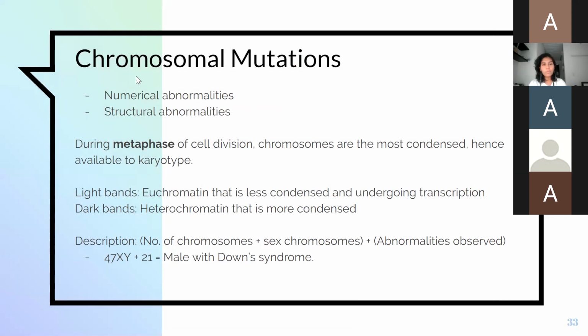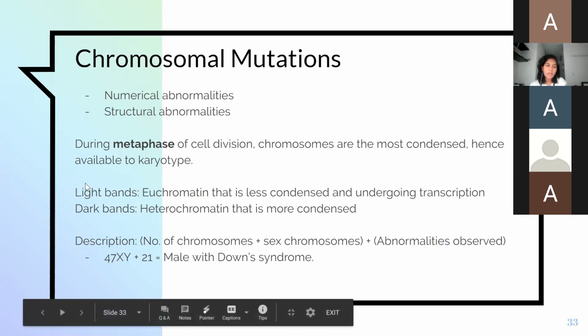So chromosome mutations, you have two types. It's your numerical, the actual number of chromosomes, and then your structural. And structural is a change in the actual structure of the chromosome that leads to abnormality. So just a few key points: during metaphase of cell division, your chromosomes are the most condensed, because this makes it easier for DNA to be replicated. And hence, during metaphase is when you're able to karyotype and show your chromosomes.